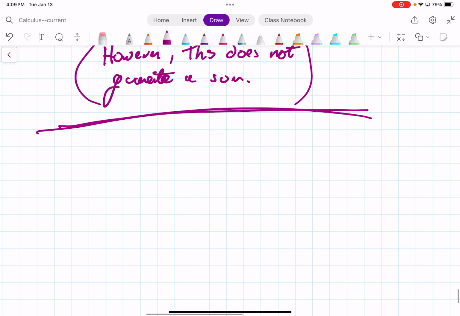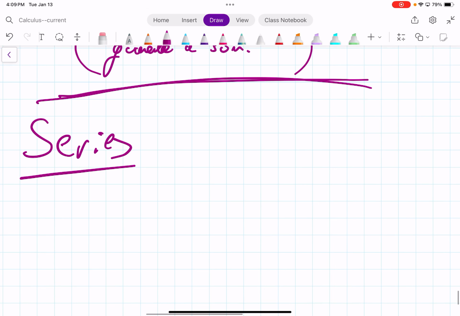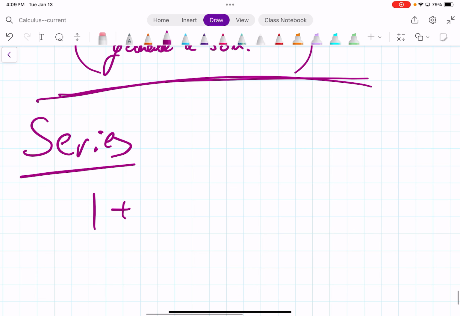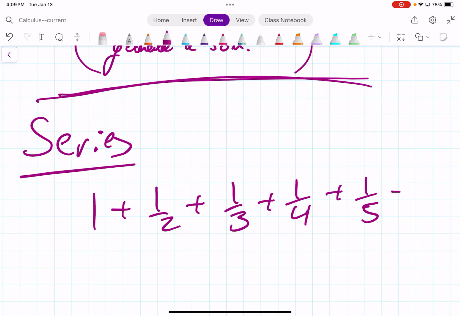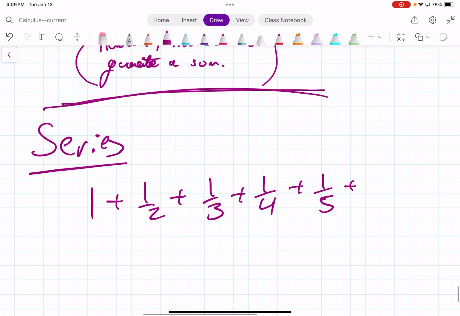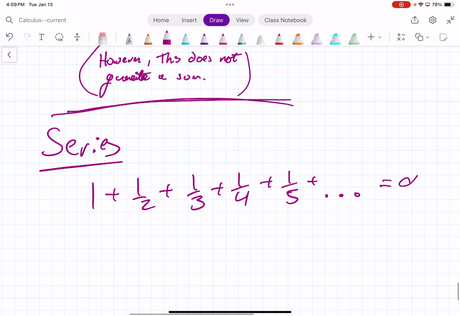So here is a super famous series, because remember, that's really the goal for today, not because we're going to keep seeing these. So here's a series: 1 over 1 plus 1 over 2 plus 1/3 plus 1/4 plus 1/5, and if that goes on forever, this answer is actually infinity.